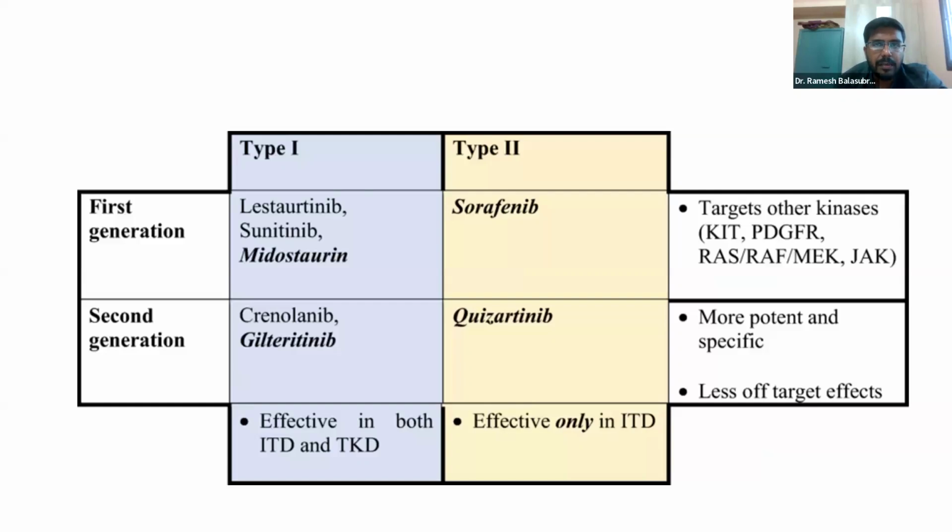So to sum up, in FLT3, the first generation type 1 inhibitor is midostaurin, and type 2 is sorafenib, because it targets other kinases also. First generation inhibitors, like KIT and PDGFR, are also inhibited to a certain extent. Whereas the second generation FLT3 inhibitors are more specific, more potent, and do not have much off-target effects. The type 1 inhibitor among the second generation is gilteritinib, and type 2 among the second generation is quizartinib. Type 1 is effective in both ITD and TKD, type 2 only in ITD.